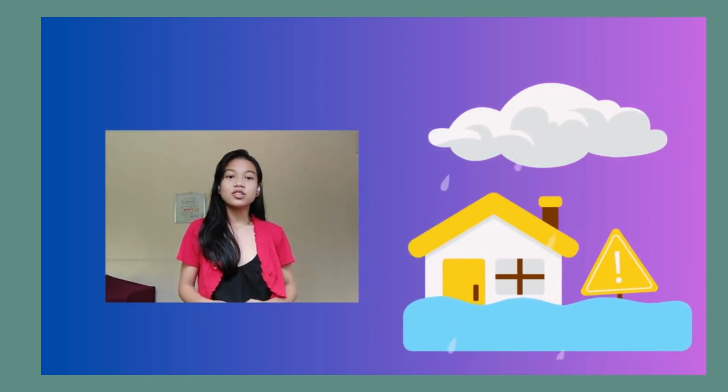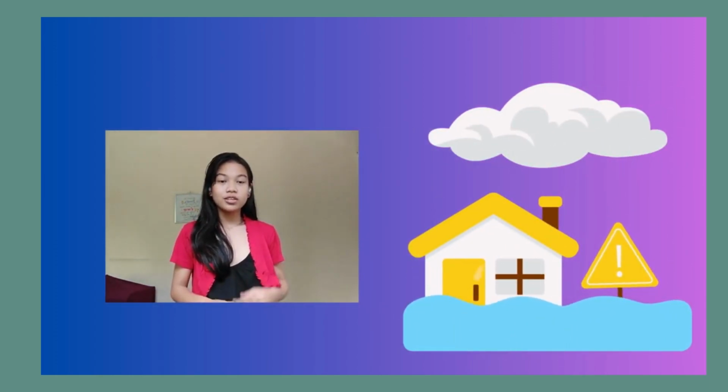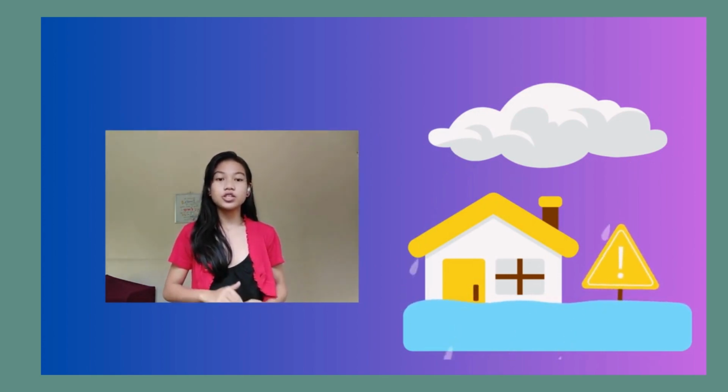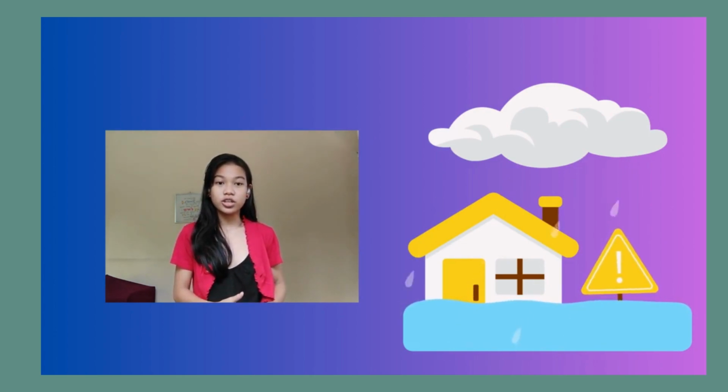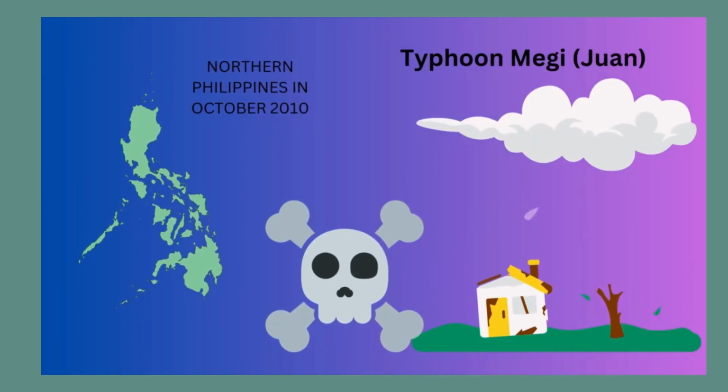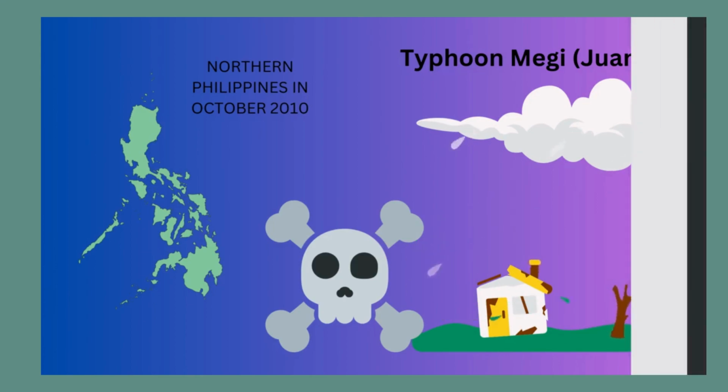During the 2010 and 2011 La Niña event, the Philippines experienced above-average rainfall, which led to an increased risk of flooding and landslides in various parts of the country. One of the most notable events during this period was Typhoon Maggie, known as Juan in the Philippines, which made landfall in northern Philippines in October 2010, which caused thousands of damages and deaths.